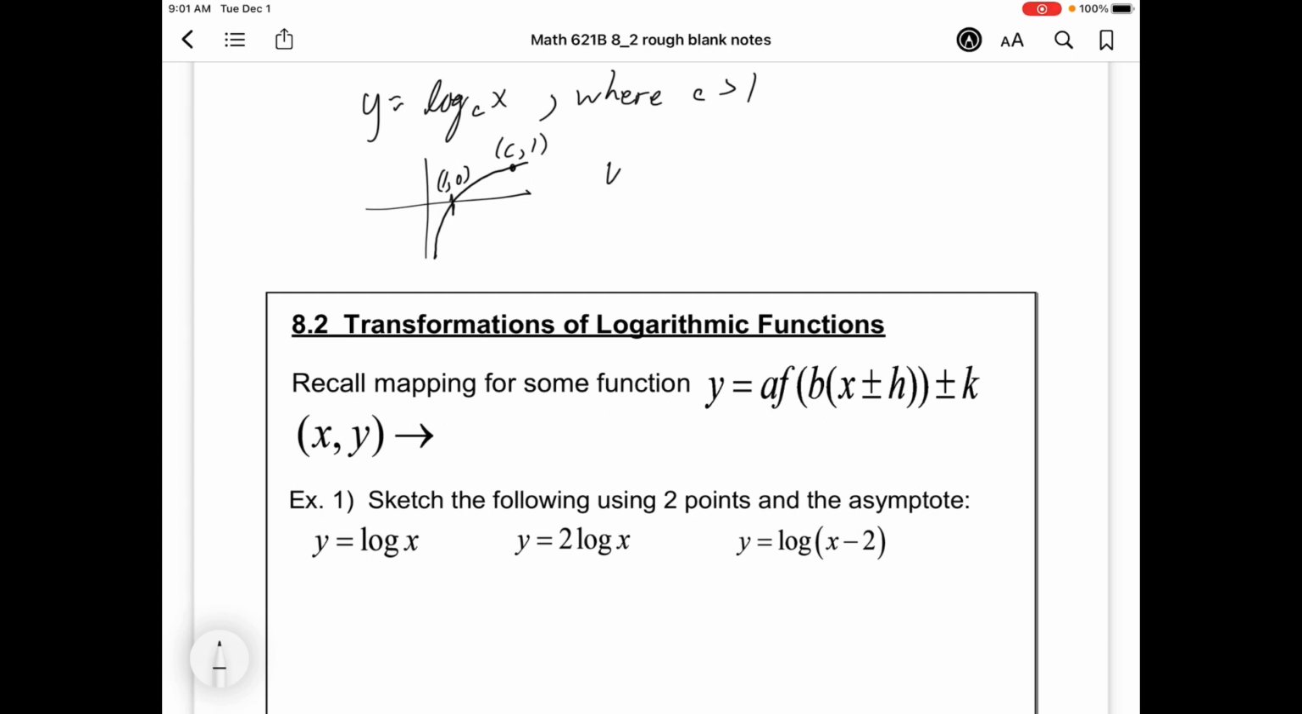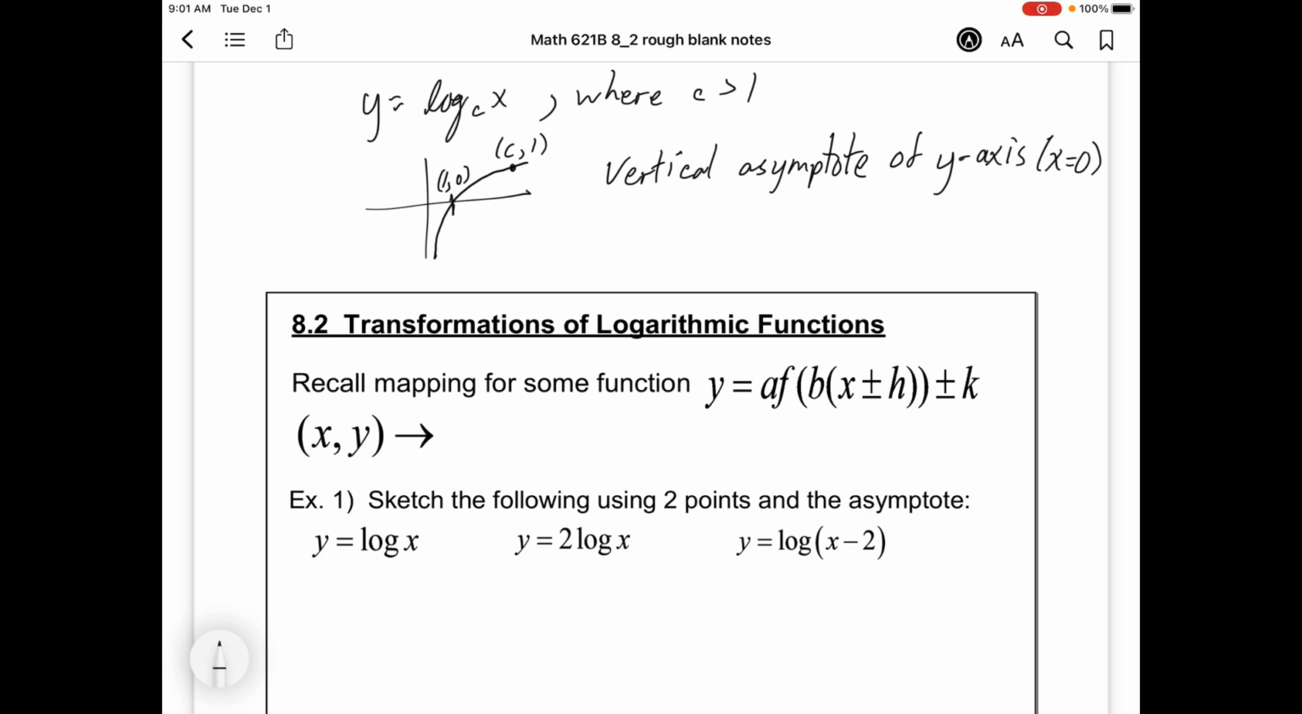We also have a vertical asymptote, and that is going to be at the y-axis, and that has an equation. Okay, the y-axis has the equation x equals 0.